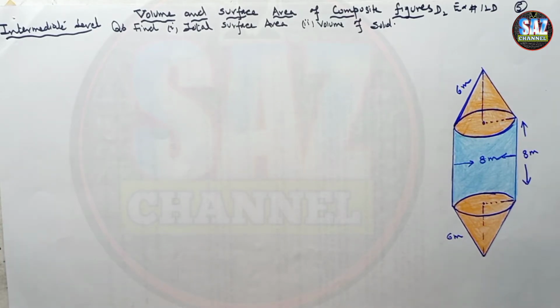This is my fifth lesson of D2, chapter number 12, exercise 12D, that is about the volume and surface area of composite figures. In this lesson, I will discuss intermediate level question number 6.